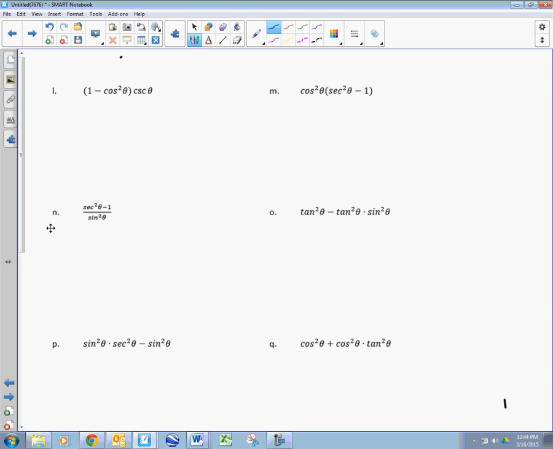Okay. All right. Look at L. It says 1 minus cosine squared times cosecant. Some people take this problem, and what they will do is they will multiply through by cosecant. They'll rewrite it as 1 over sine. Bad idea. Bad idea. Anybody see?